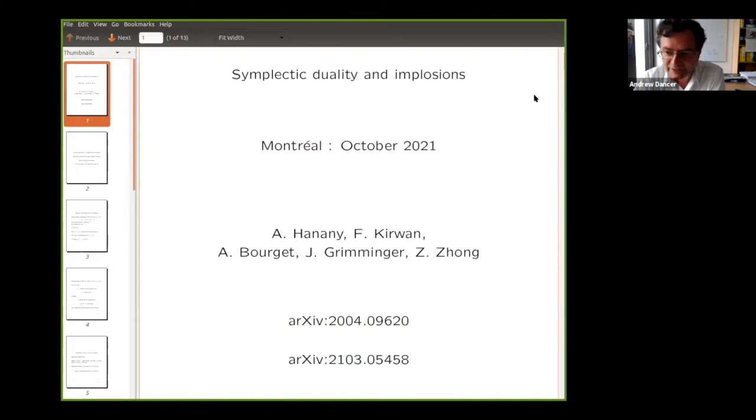So these are my collaborators. Here are the two completed papers. The first one is to appear in Advances in Theoretical and Mathematical Physics, and the second one just appeared a few weeks ago in JHEP, actually.